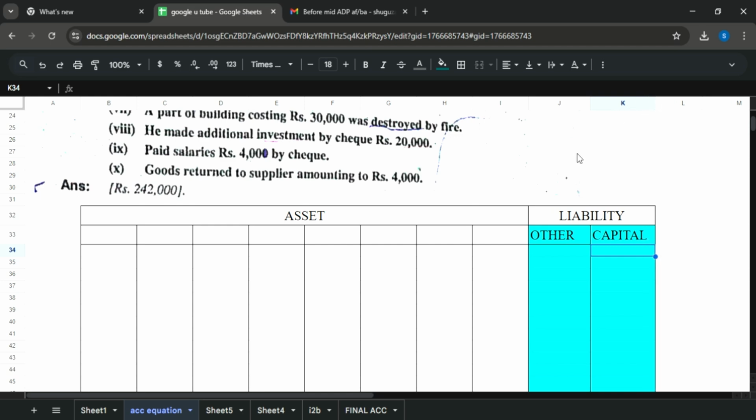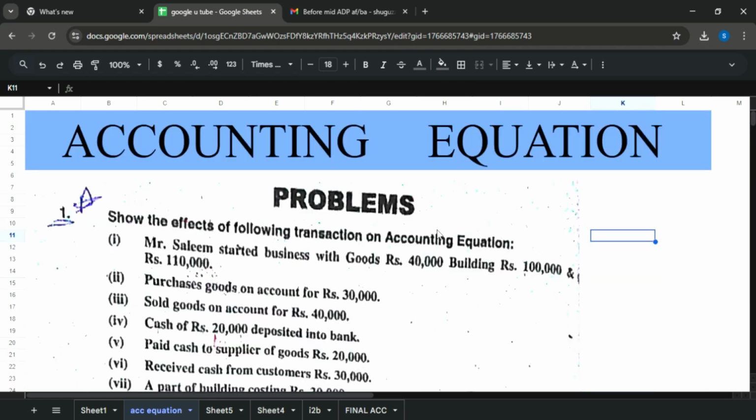All right. And on the left side, different assets would be written according to the requirement of your question. That means the number of assets can be different according to your question. We are now ready to start our question. So let's begin. Mr. Slim started business with goods.